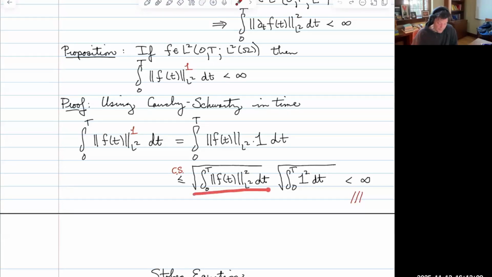What about this? This is also finite by our assumption here. So we know that if this integral is finite, then this integral has to be finite just by the Cauchy-Schwarz inequality. So that's why it sufficed in the work that we did in the last two classes to assume something like this, even though we weren't putting the square on this integrand, we were only using the power 1. This integral turns out to be finite. We don't have to assume anything else about it. So that's just one little thing I wanted to address before we get started with the Stokes equation.